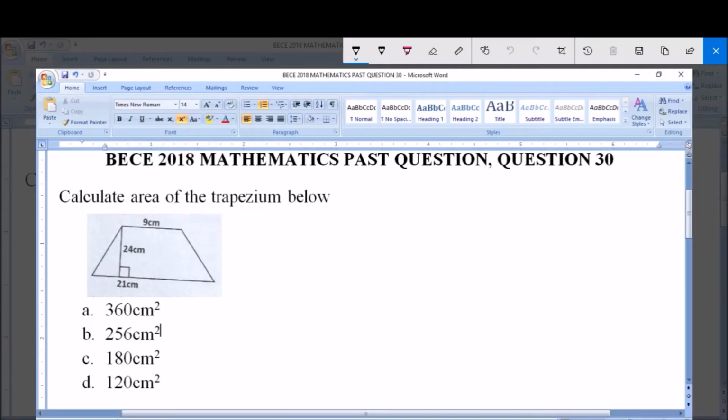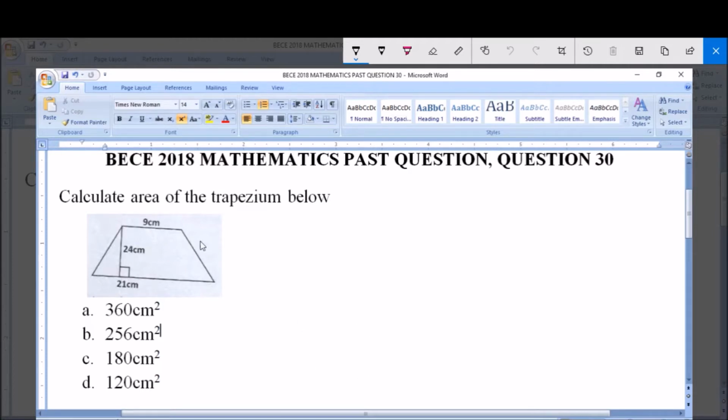Today we're going to be dealing with BECE 2018 Mathematics Past Question 30. Calculate the area of the trapezium below. Now we're given a trapezium and we're to find the area of this trapezium. The options are A 360 centimeters square, B 256 centimeters square, C 180 centimeters square, and D 120 centimeters square.